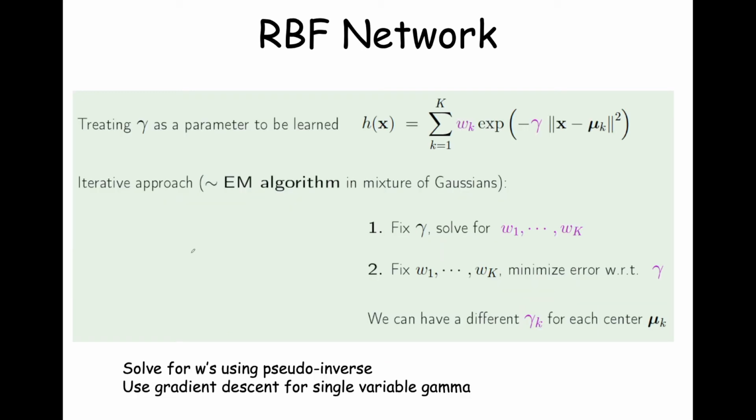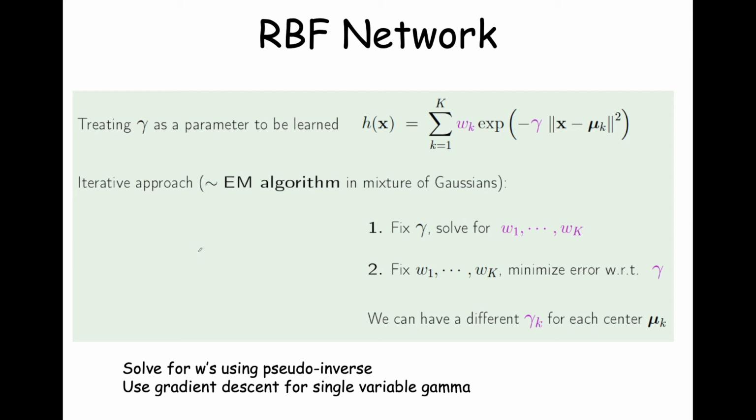Okay, and so now we can treat this gamma as a parameter to be learned. And as such, we have our weight vectors, W, which is our linear combination that we need to find. And we know we can find these W's by solving with the pseudo-inverse. And then this gamma, once we know what these W's are, we can find this gamma using gradient descent for the single variable. We set the gradient equal to 0, and we just find through gradient descent what this should be. And so we can solve for this gamma using an iterative approach similar to Lloyd's algorithm.